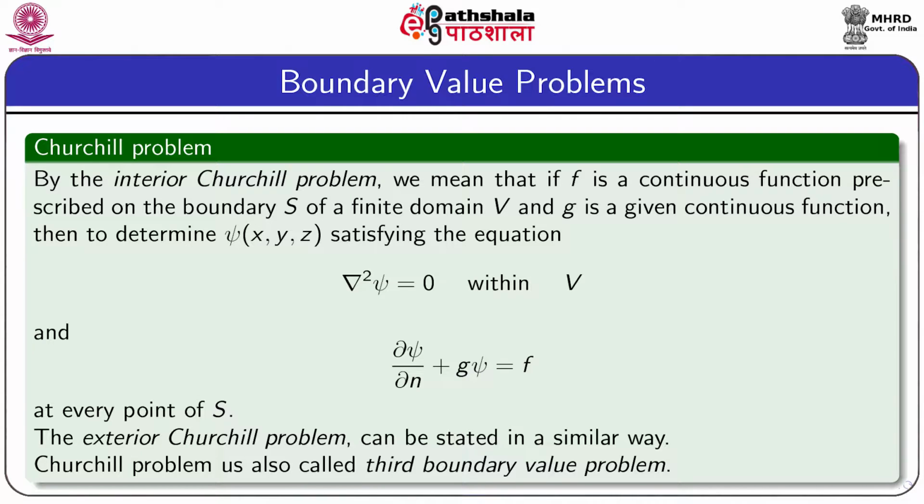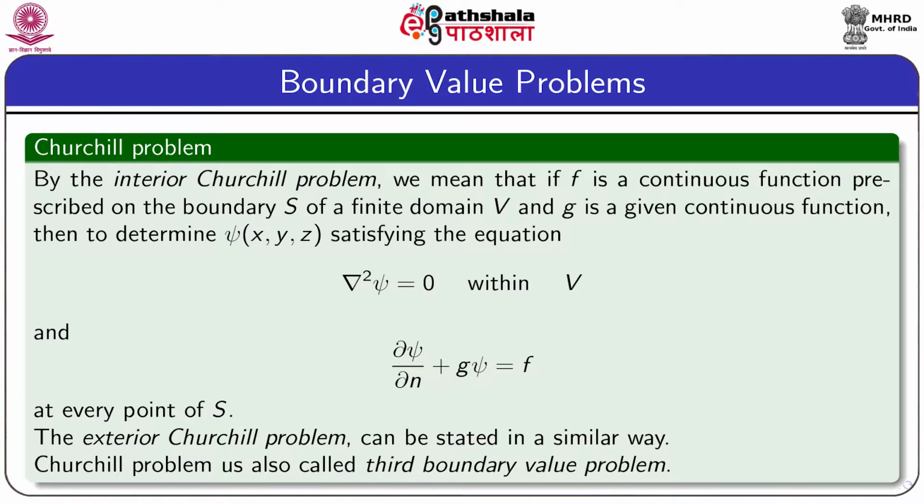Now, I shall talk about the Churchill problem. In the interior Churchill problem, we want to find the value of the unknown function psi which satisfies the equation grad square psi equals 0 within some bounded domain capital V, and on the boundary, that means on S, del psi del n plus g psi equals f, where the functions f and g are continuous functions defined on S. So, in the case of the Churchill problem, the boundary condition is different from the previous cases.